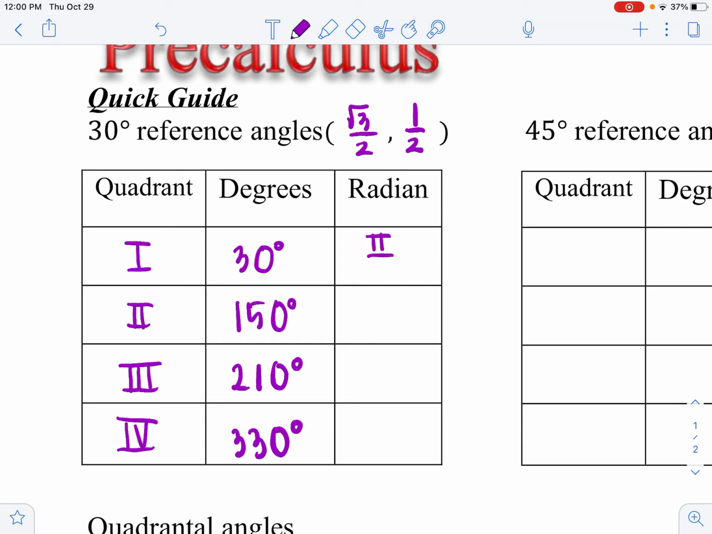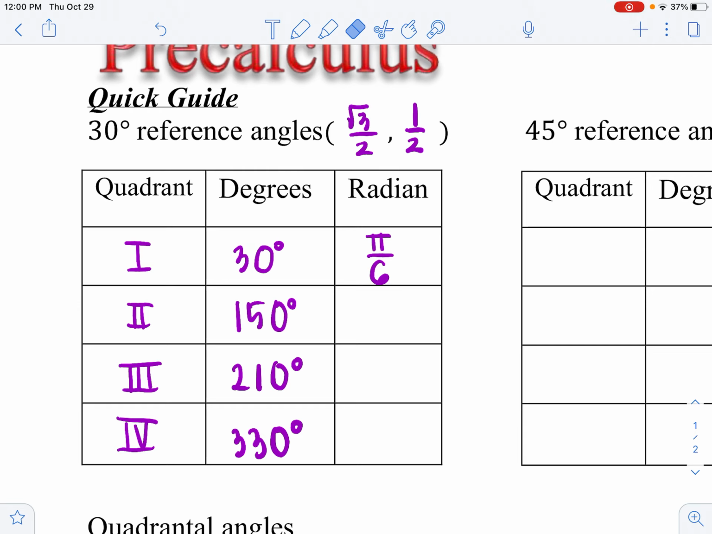All right, now I'm going to do them in radians. So my radians are all pi over 6. Okay, so they're all pi over 6. They all have different numerators. Like, I need to have that memorized.